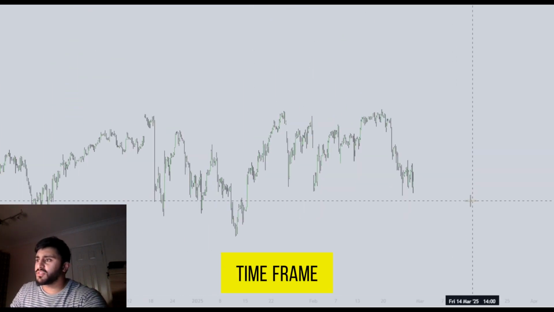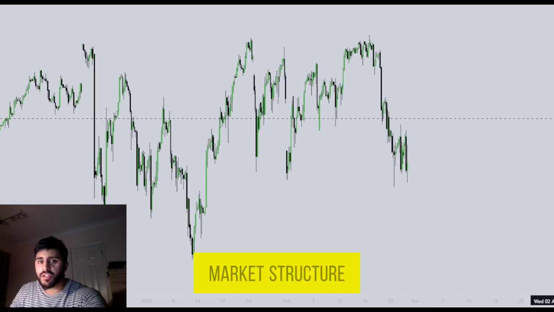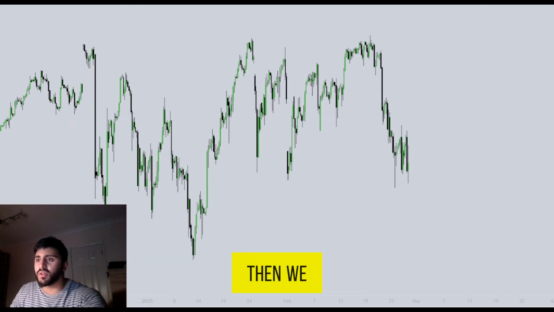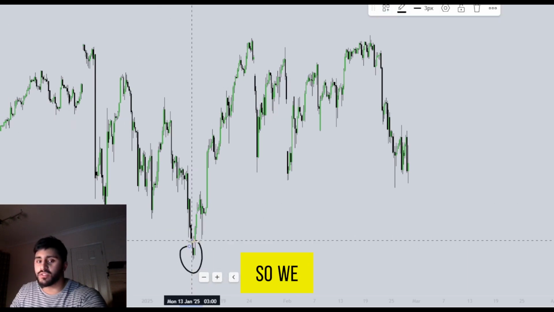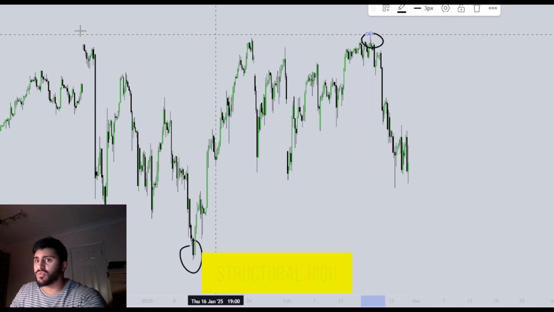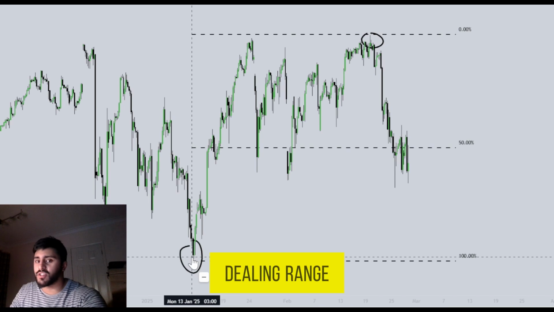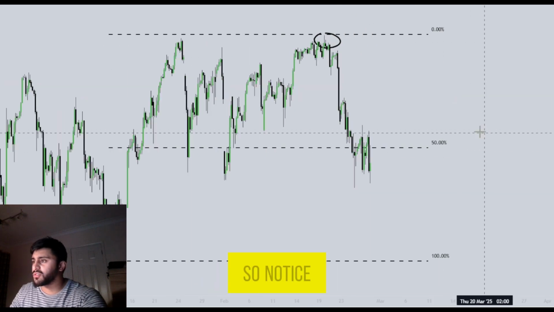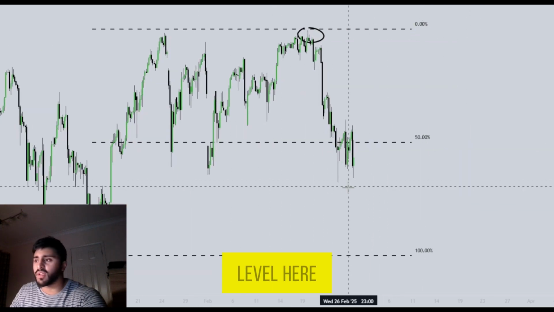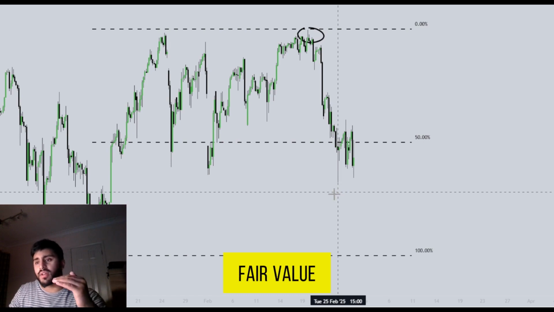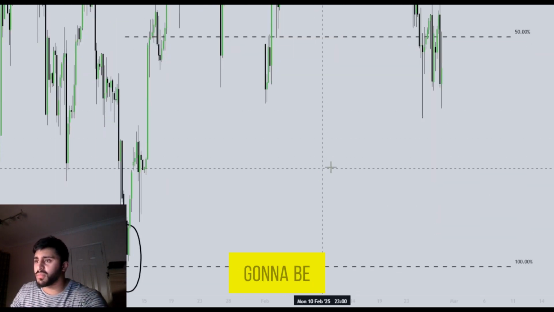On the higher time frame, it's important to understand your basic market structure from a higher time frame perspective. Then we go down to a lower time frame perspective. So we had a structural low here, and we had a structural high over here. So this, in fact, is our dealing range. We have a dealing range low, and we have a dealing range high. Notice how we have our 50% level here, and we're looking for fair value gaps that are below the 50%. This was going to be our target.